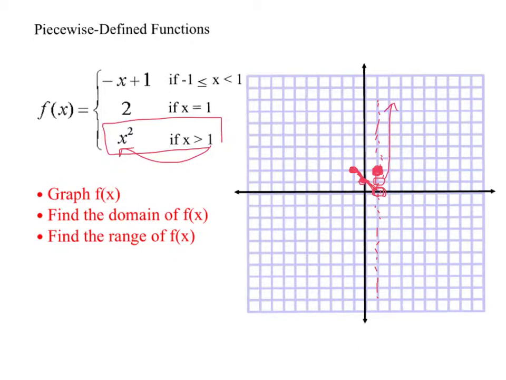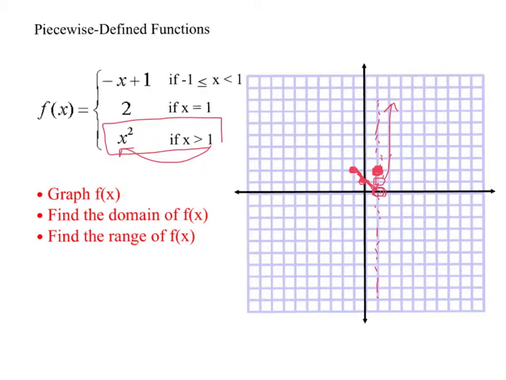It's very steep. So we have the linear function, -x plus 1, from -1 to 0, closed circle here because it could be equal, open here because it can't. The function takes on the value 2 at x equals 1, so at x equals 1 we have y equals 2, and past 1 we take on the function x squared.